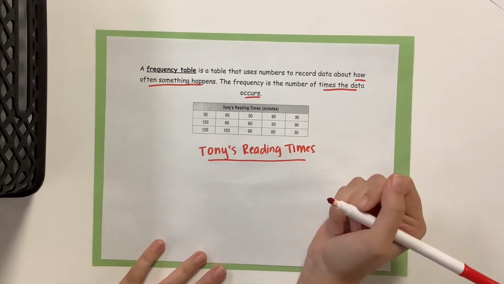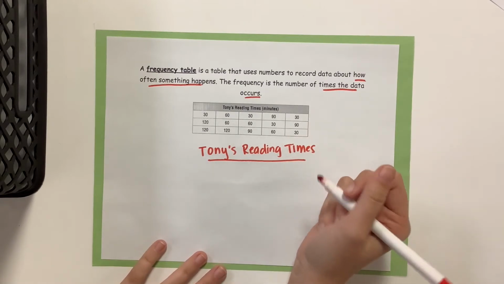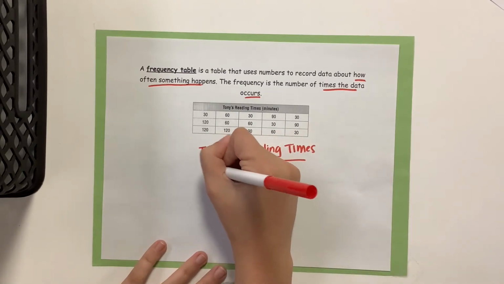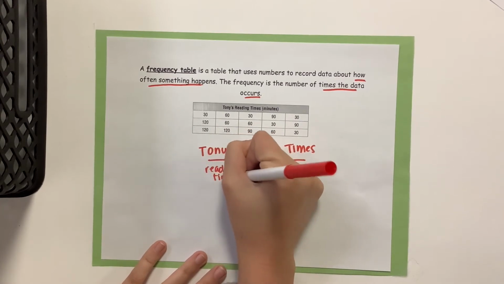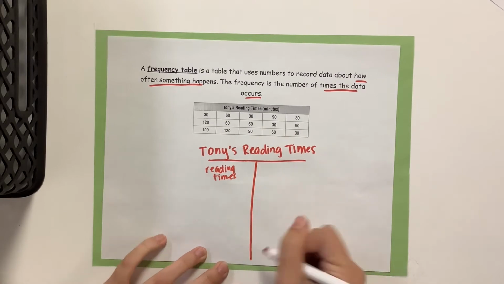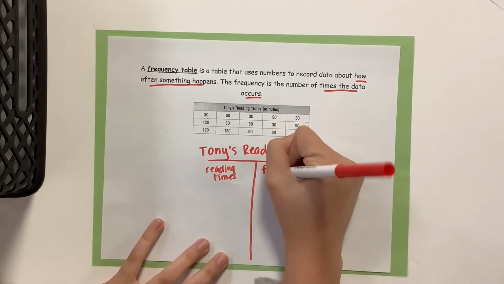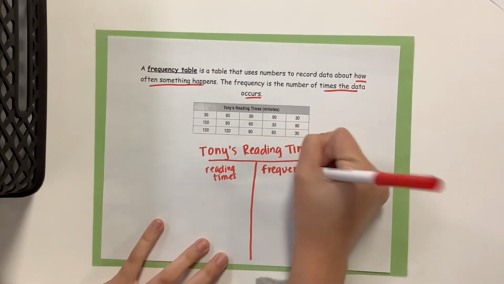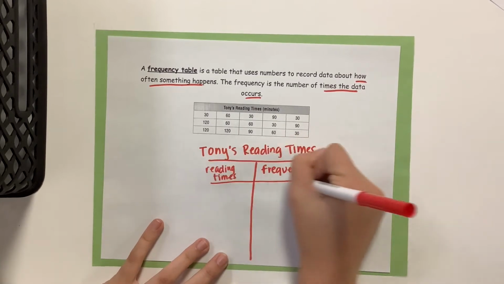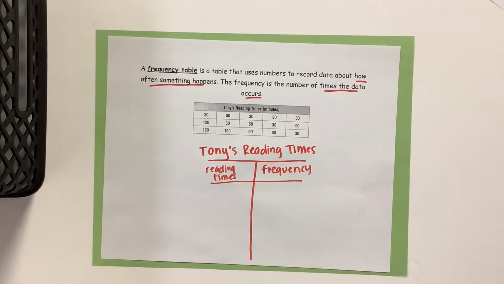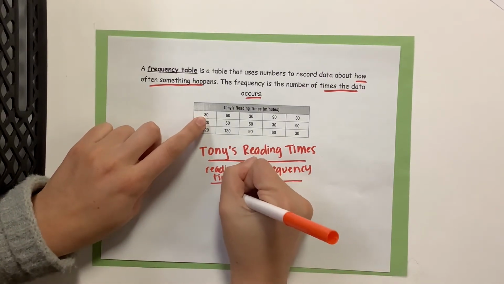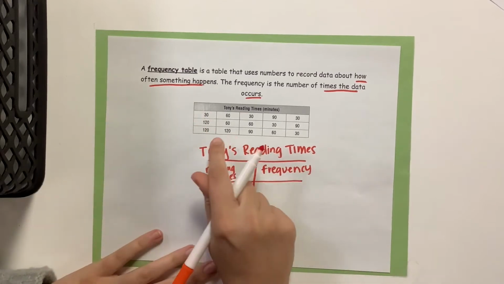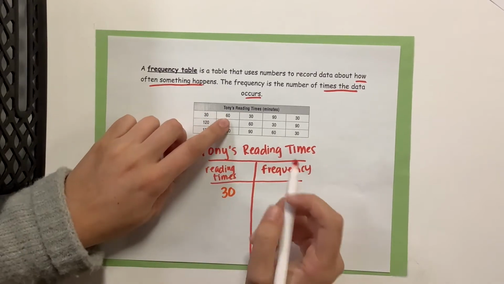And then on the left, I'm going to write his reading times. And on the right, I'm going to write the frequency. How many times did he read for those times? Okay, so I see on my data table, one day he reads 30 minutes. Okay, another day he reads 60 minutes.